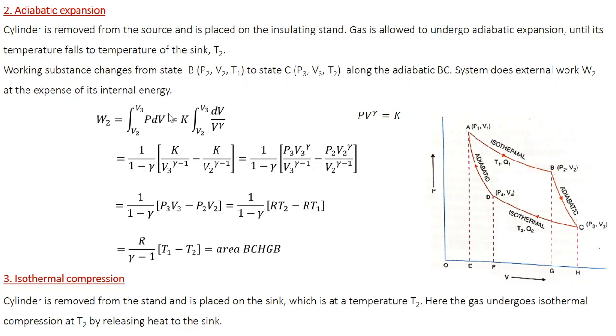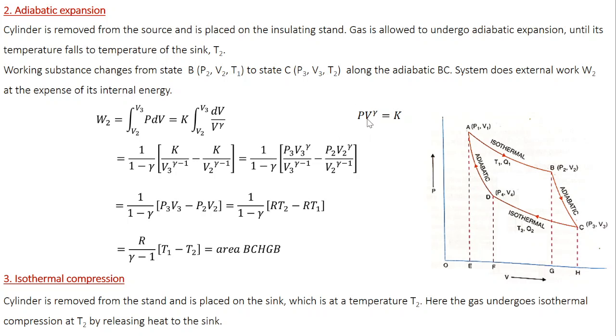Once again, we have done this derivation in one of the previous classes. So briefly, work done W2 equal to integral V2 to V3 P dV. And in the case of adiabatic process, PV to the power gamma is a constant, call that K. So instead of P, I can write K divided by V to the power gamma. So apply the limits, you get 1 divided by 1 minus gamma into K divided by V3 to the power gamma minus 1 minus K divided by V2 to the power gamma minus 1.